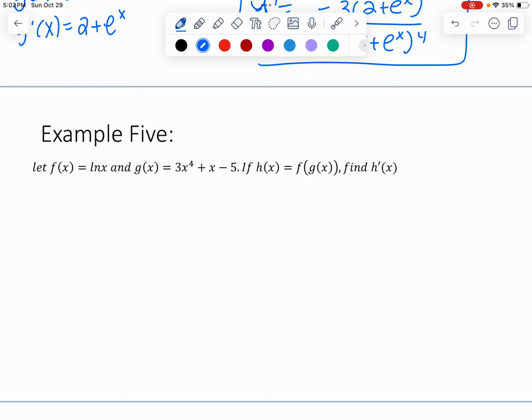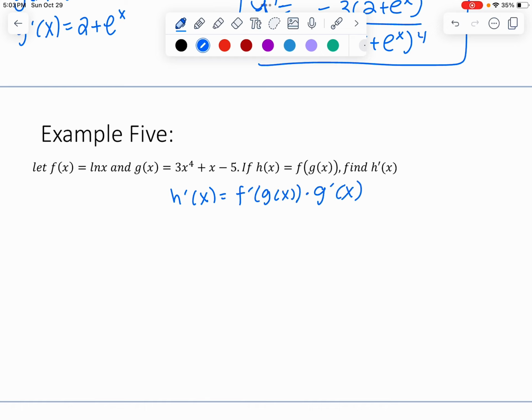And the reason I put this on here is because this is a common question to ask, to use just this notation right here and ask to find h prime of x. And you need to recognize that this notation right here is a composite function. And so if I'm going to find the derivative of h of x, I've got to use the chain rule. And so I know already that h prime of x is going to be equal to f prime of g of x times g prime of x.